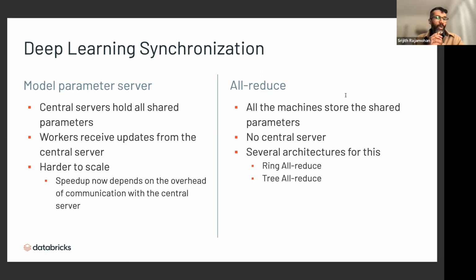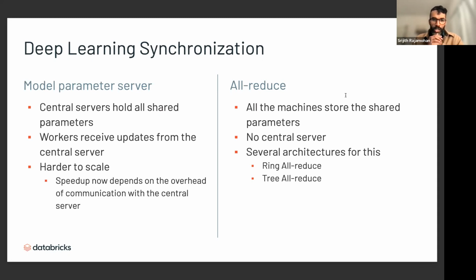In the model parameter server approach, central servers hold all the shared parameters, and the workers receive updates from the central server. The problem with this approach is that it is harder to scale, and speedup now depends on the overhead of communication with that central server.